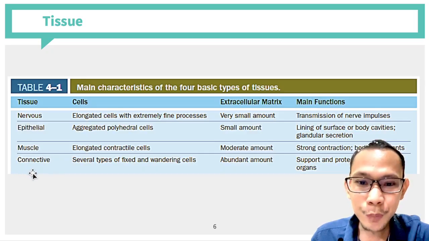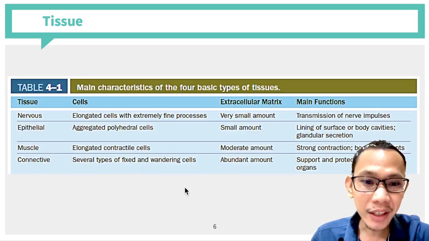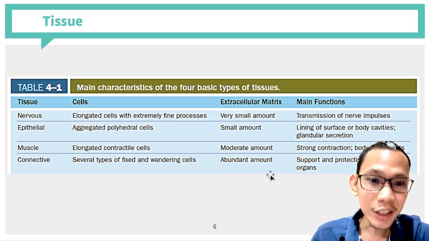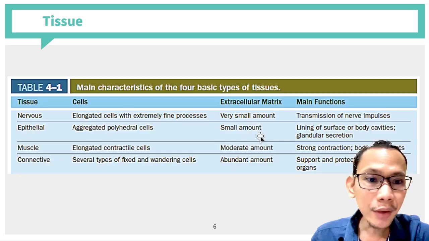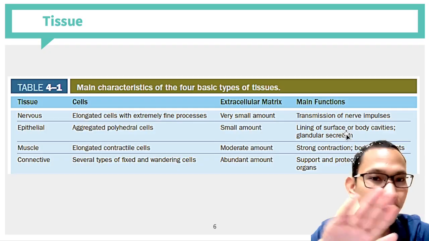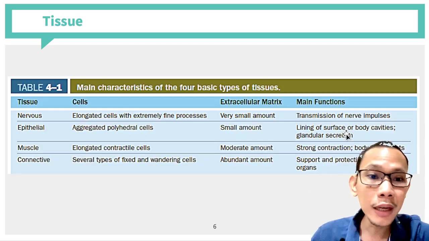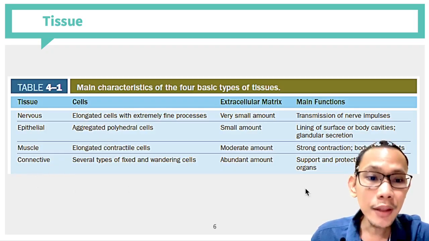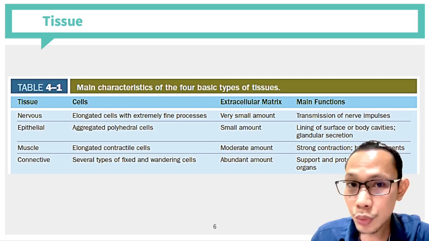Then connective tissue has several types of fixed and wandering cells. In terms of extracellular matrix, epithelial tissue has a small amount of this matrix, but it is abundant in connective tissue. The main functions of epithelial tissue are lining of surfaces or body cavities and glandular secretion, meaning they are located external, in the outermost region of the layer cake. These are part of the lining of surfaces or body cavities. Connective tissue, on the other hand, provides support and protection of tissues and organs.